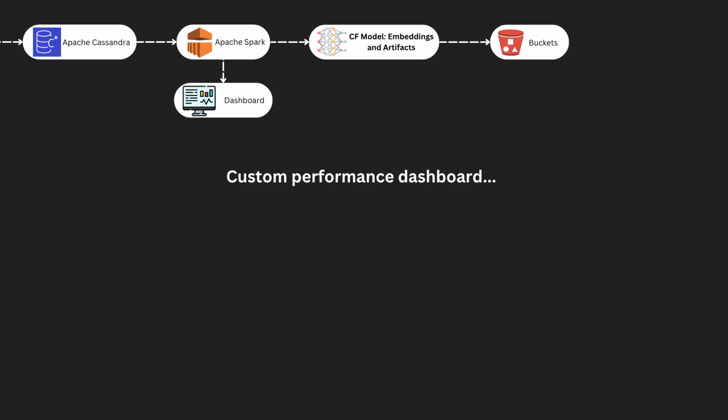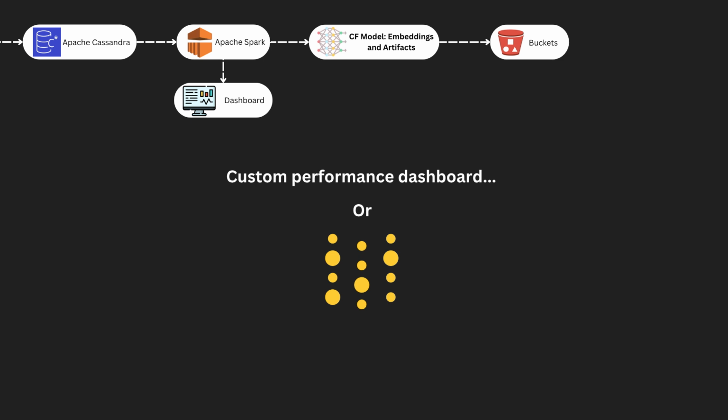Now, of course, you are going to ask, where are we tracking the model's performance at training time? For this, we will use a custom performance dashboard which reports on important metrics such as recall at K and NDCG, or normalized discounted cumulative gain. If you want, you could use an out-of-the-box solution, such as Weights and Biases.